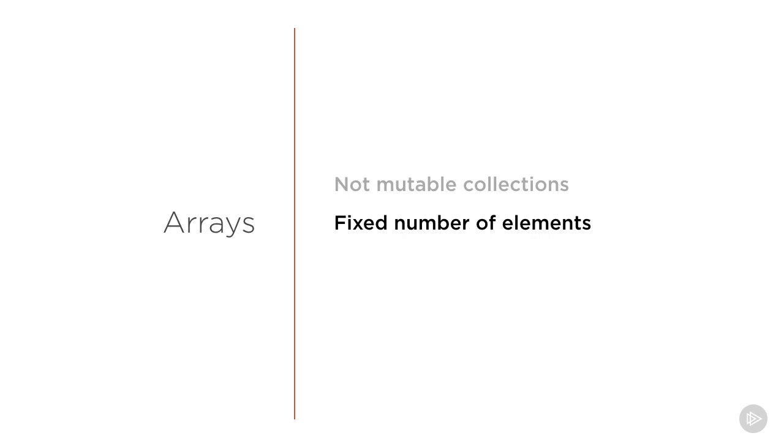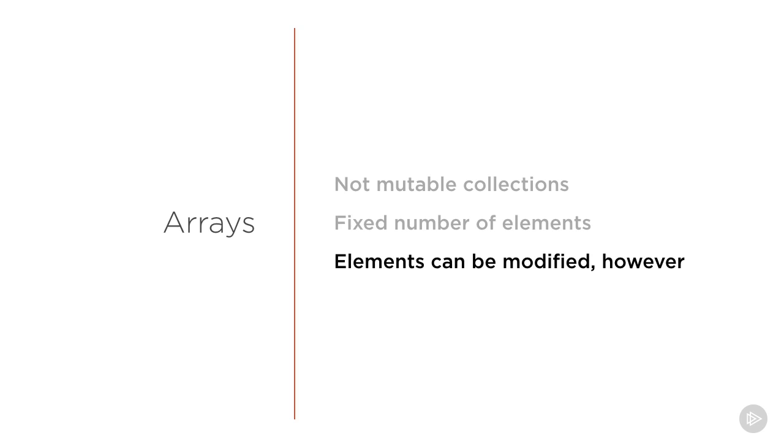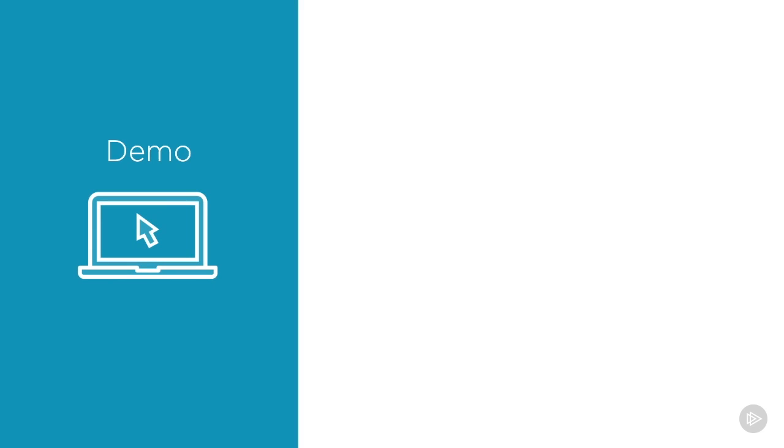For the sake of completeness, let's very quickly address the issue of working with arrays. Remember that arrays are not technically collections, and unlike mutable collections, arrays have fixed lengths. The number of elements in an array is fixed. However, the objects contained within an array can be modified. Let's do one very quick demo showing how we can work with arrays.